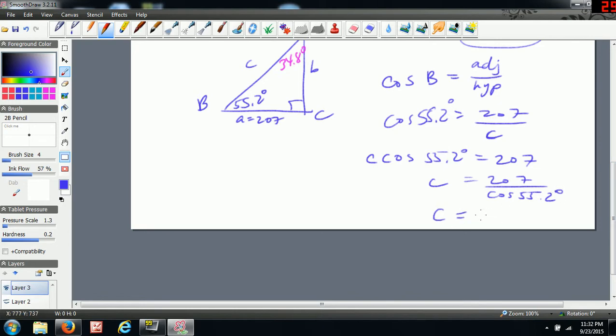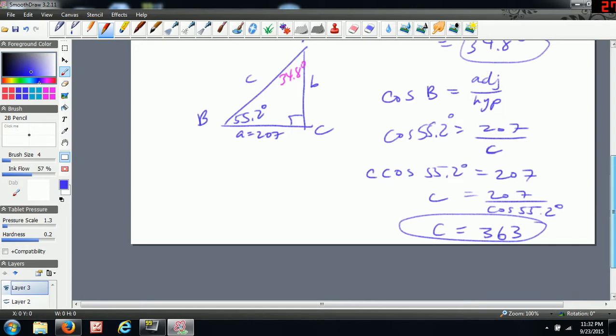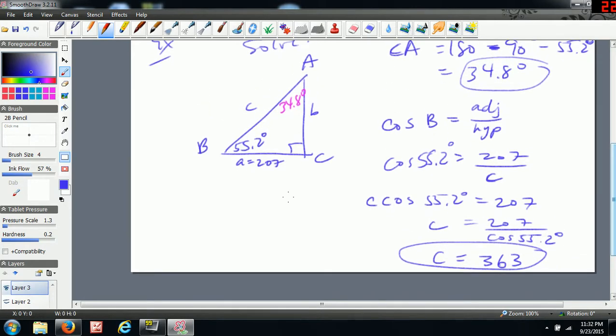C is going to be equal to 363. Okay, so we just solved for side C. And then to solve for side B, again, we can use the Pythagorean theorem. C squared is equal to A squared plus B squared. So that would be 363 squared is equal to 207 squared plus B squared. And then solve for B squared.